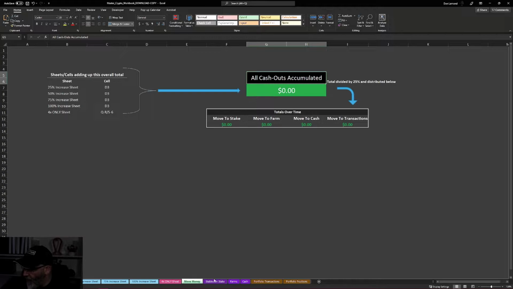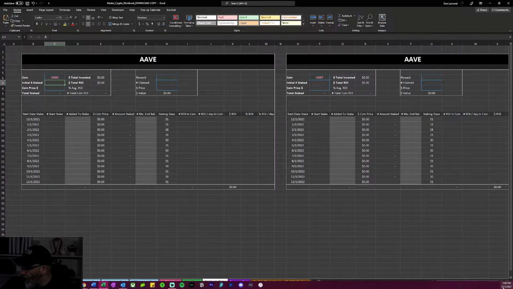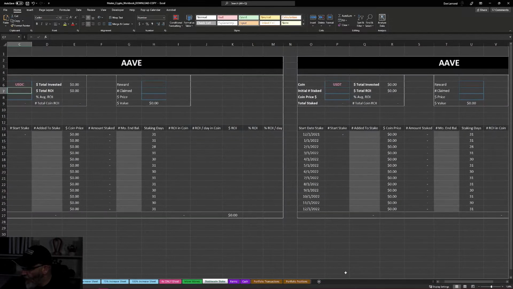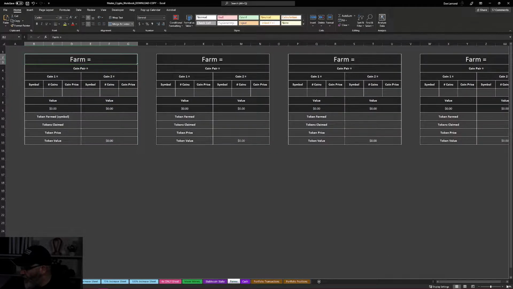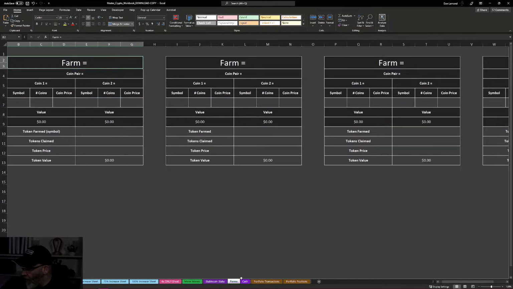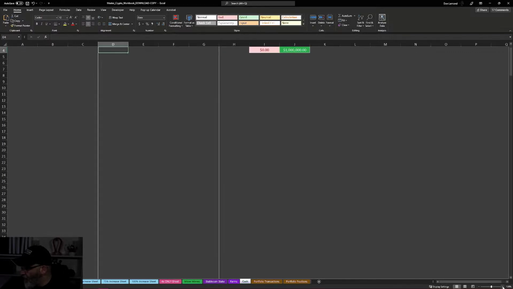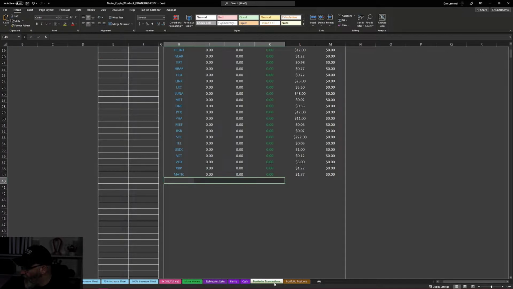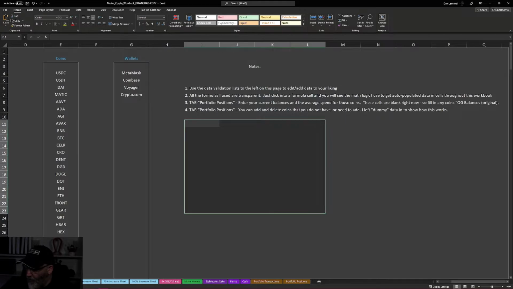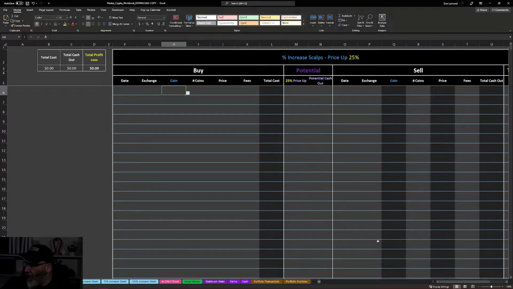This is kind of an amalgamation of every single thing that I've ever done, worked into what I use to track all of my different types of transactions in crypto, et cetera. So we have everything at 120. We'll keep it moving.